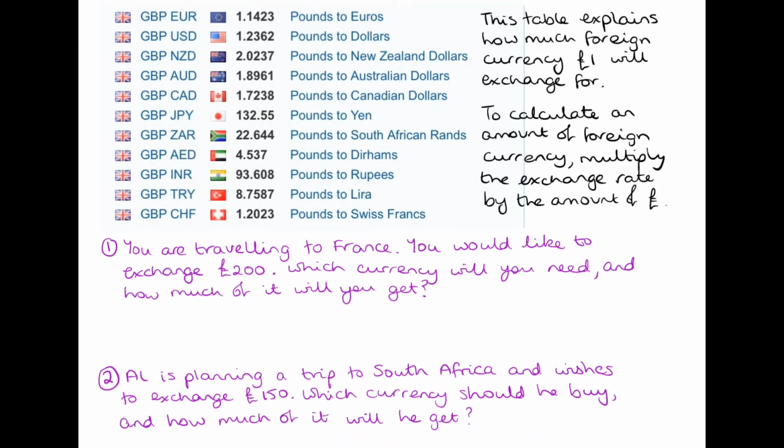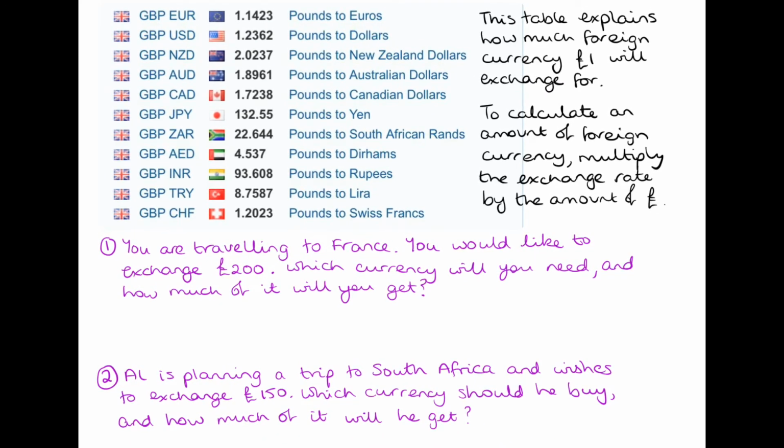So we're travelling to France. You would like to exchange £200. Which currency will you need and how much of it will you get? Okay, so the currency that we need for France, remember, is euros.